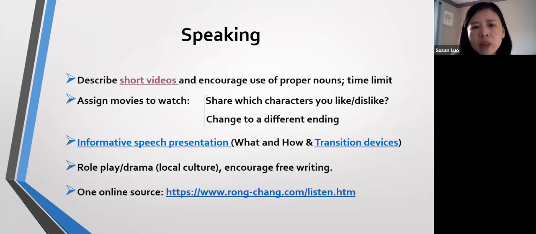We can encourage our students to do that and focus on what and how, and ask them to practice something they're familiar with.